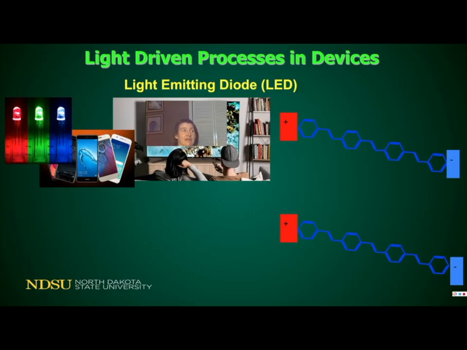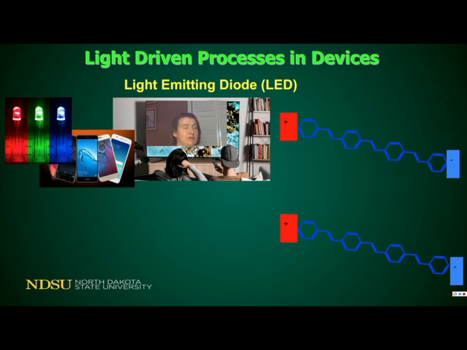So what are these light-driven processes and why are they needed? First of all, they are needed for different devices, and in particular the devices which we call light-emitting devices, which include as a working element the light-emitting diode, LED. Of course, these devices include different types of lighting, also monitors, TV screens, the screens of our smartphones, and so on.